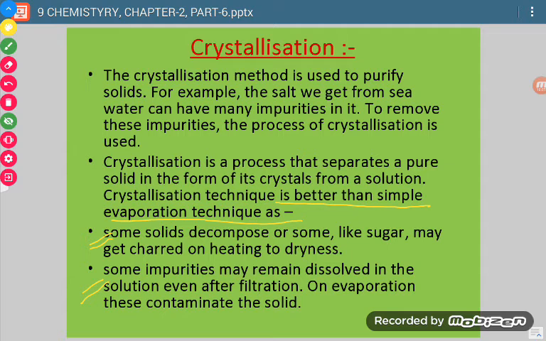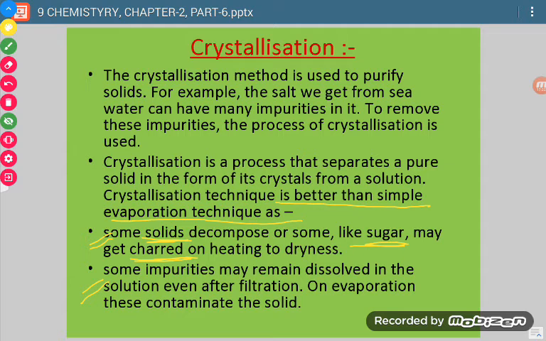Now, charring is a process which happens in sugar. So to avoid the charring process in sugar, and in case there is a solid which can decompose, we have to do the process of crystallization. We cannot directly evaporate it. If we evaporate, then there may be decomposition of the substance which we are going to separate, or, if it is sugar, charring of sugar may occur.